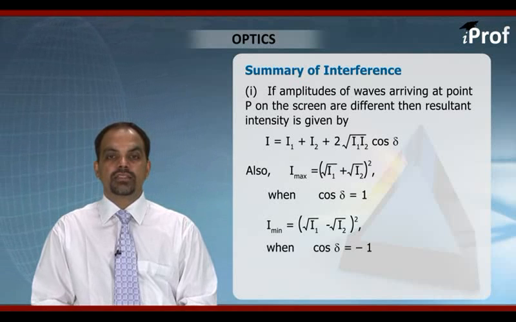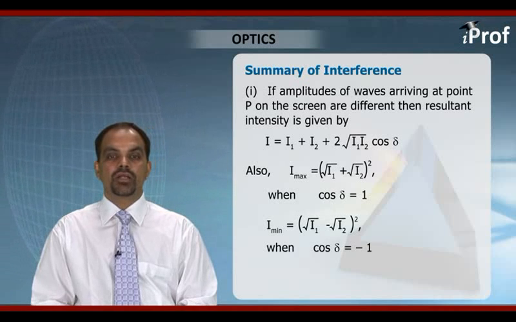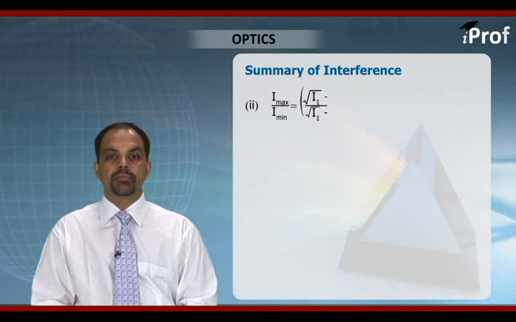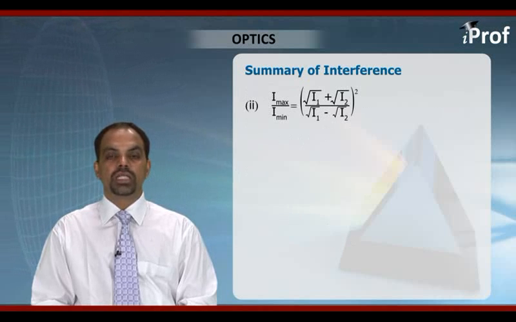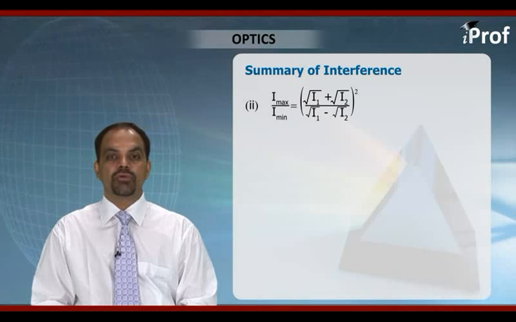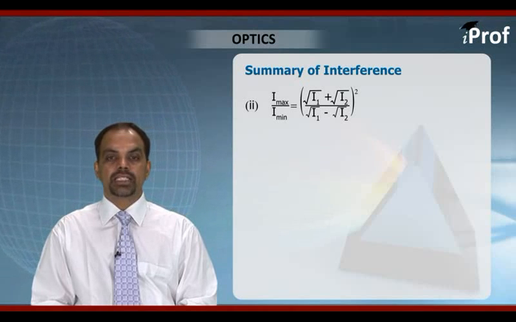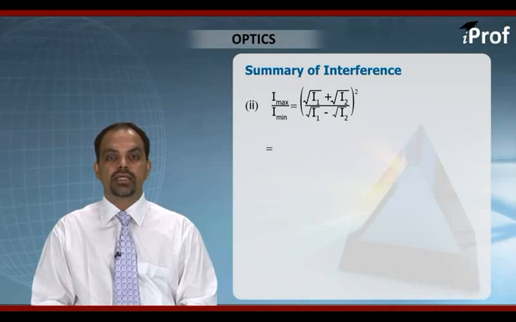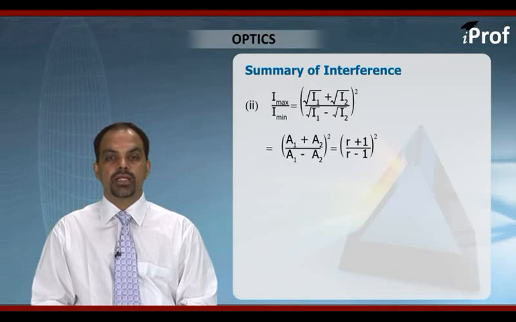Now we can calculate the ratio also, that is I maximum over I minimum, and this will be root I1 plus root I2 in the numerator, and in the denominator root I1 minus root I2, and this whole expression is raised to the power 2. We can also write it in terms of amplitude. Now we know that intensity is proportional to the square of amplitude, so we can write the ratio of maximum intensity to minimum intensity as A1 plus A2 over A1 minus A2 whole expression raised to the power 2.